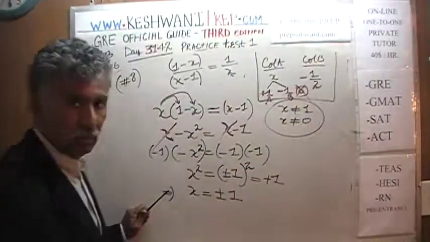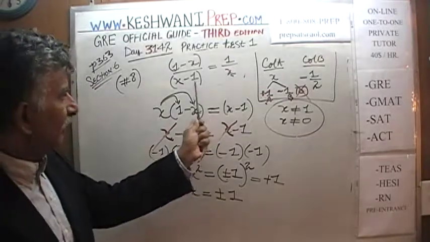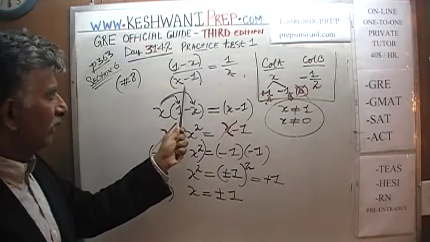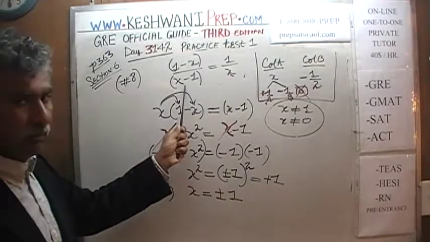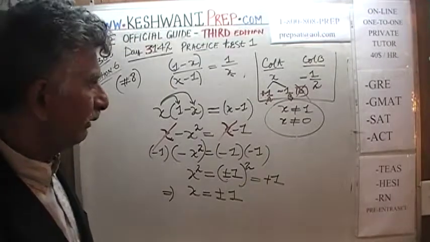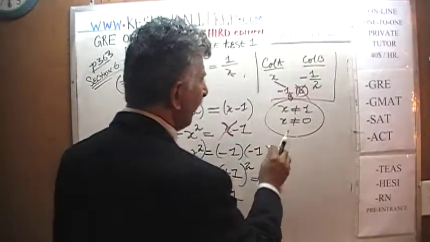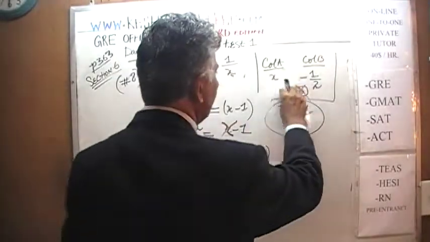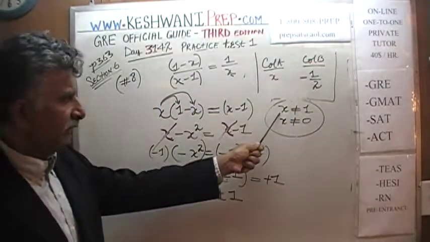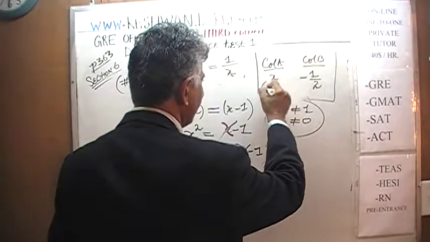Why is it wrong? Because it's not allowed to be 1. X cannot be positive 1. In this scenario, X cannot be positive 1. So even though the algebra tells us that this is possible, we have to look at this thing and understand that it will become undefined when X is 1, so that's not an acceptable solution. It's a solution only in theory, but not an acceptable solution. So X cannot be positive 1. Here, the only value that X is allowed to be is negative 1. X is equal to negative 1.